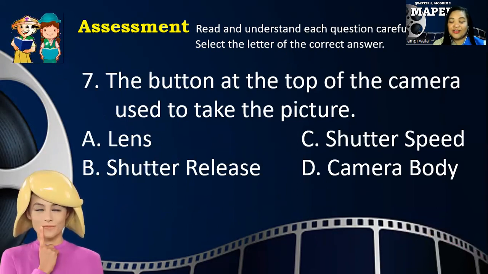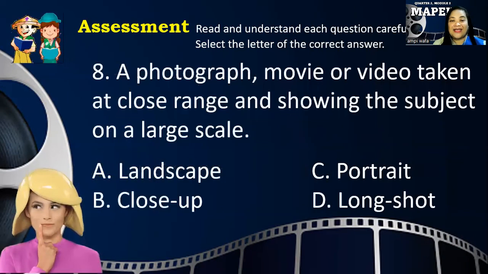Number 7. The button at the top of the camera used to take the picture. Is it lens, shutter release, shutter speed, or camera body? A, B, C, or D? Your answer is letter B. Congratulations. Number 8. A photograph, movie, or video taken at close range and showing the subject on a large scale. Landscape, close-up, portrait, or long shot? What is your answer? Yes, it's letter B, close-up.